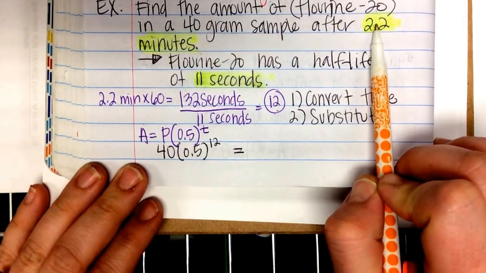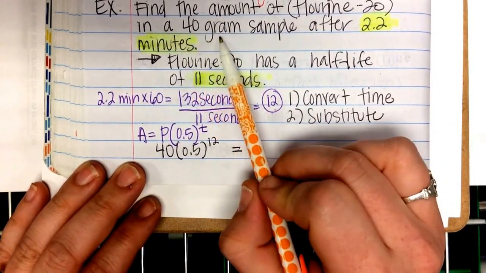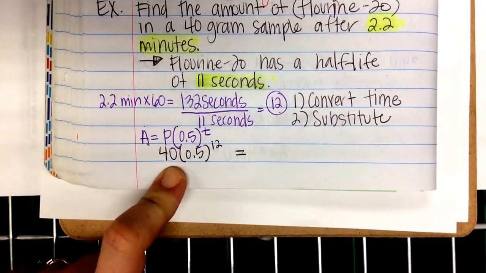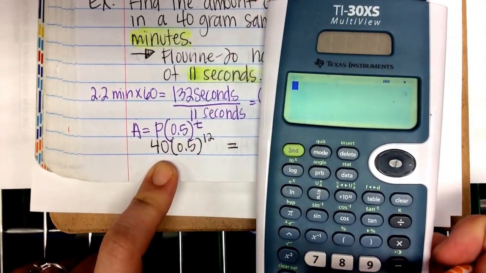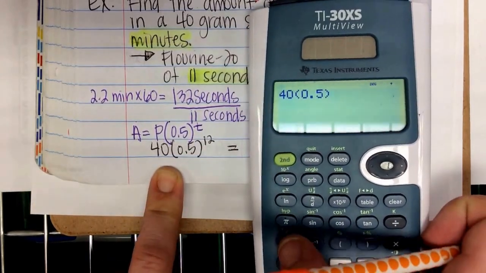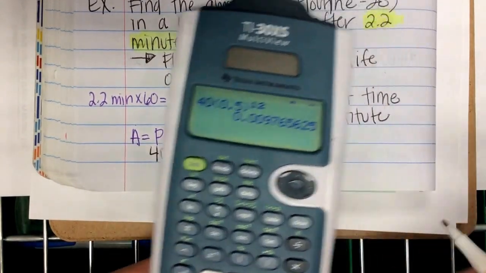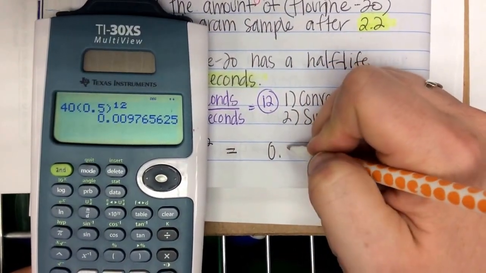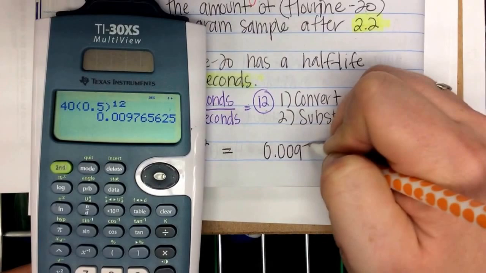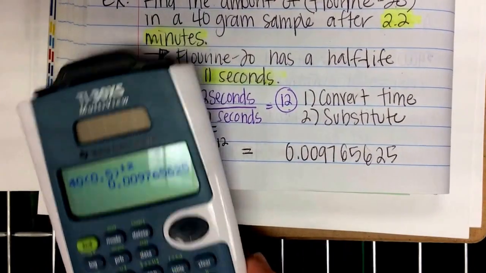After 2.2 minutes, I start out with 40 grams. That's 40 paper clips, right? A gram is about a paper clip. After 2.2 minutes, how many grams are left? 40 times 0.5 to the power of 12. 0.009765625. How would I write that?